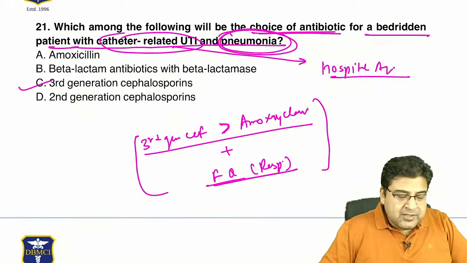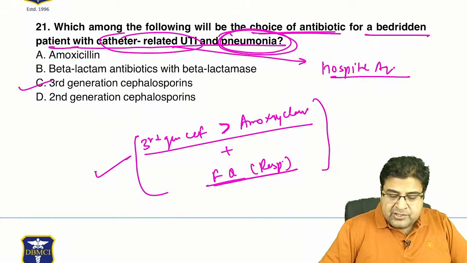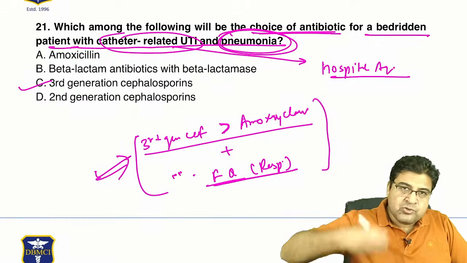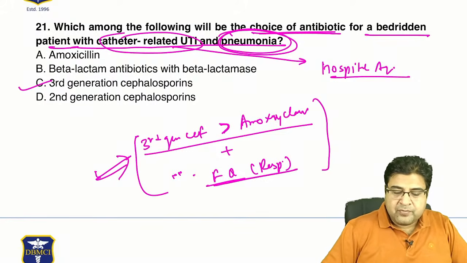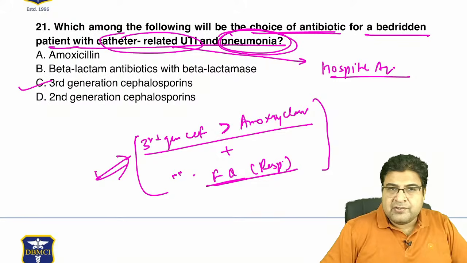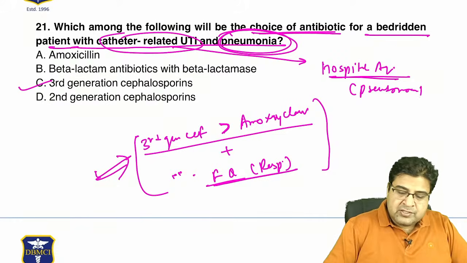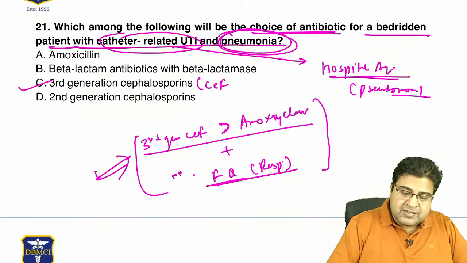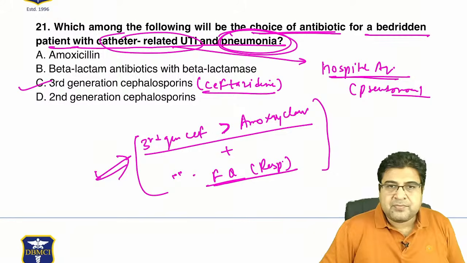So guys, as per the guidelines of pneumonia, this is the regimen that we use for pneumonia, and the same treatment is also applicable to UTI. So here you will choose a third generation cephalosporin because this is hospital acquired. You suspect pseudomonas, and the third generation cephalosporin, like ceftazidime. Ceftazidime is a third generation cephalosporin. This is a drug of choice for pseudomonas.